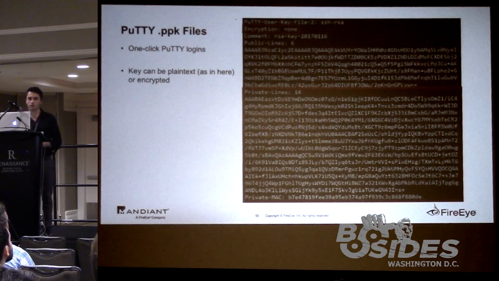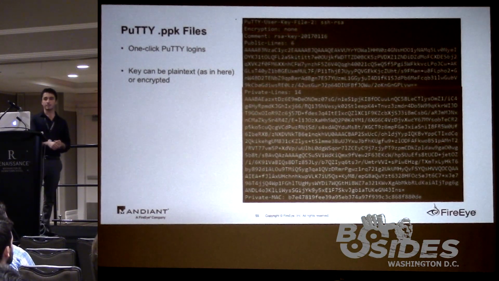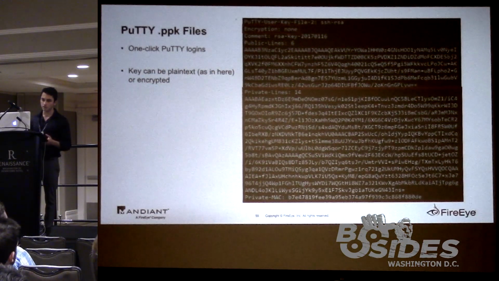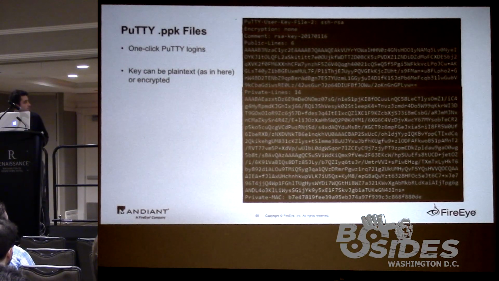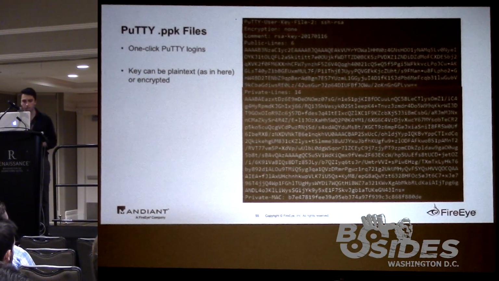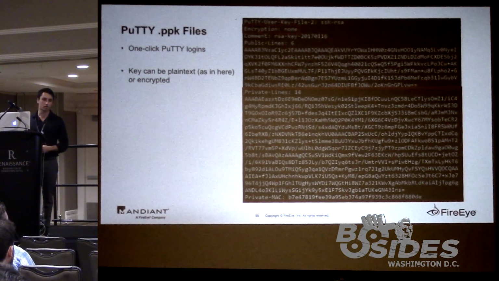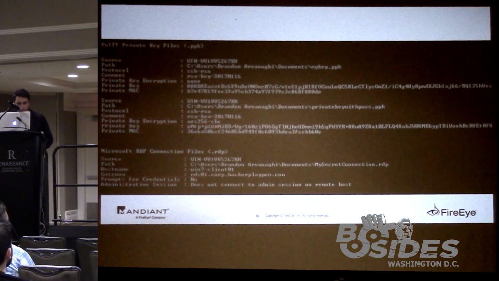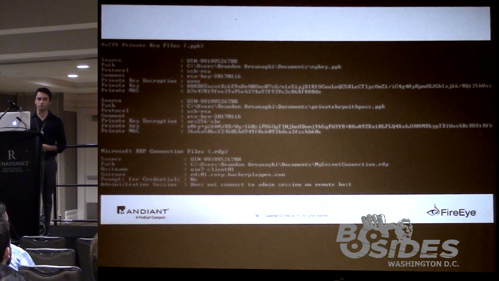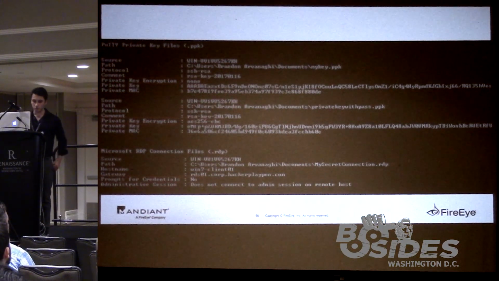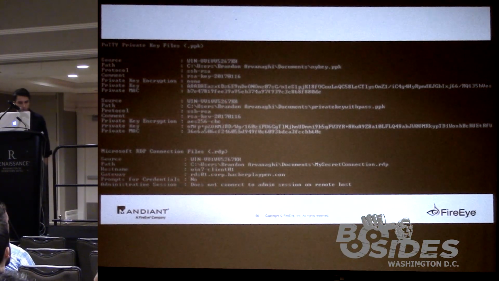PuTTY .ppk files I just talked about earlier, so they contain private key information. These keys can either be encrypted or in plain text, and you can choose that when you generate the key in the first place. So this one here is not encrypted. You see that top bar, it says encryption none, and then the private lines is the actual private key and the MAC associated with it. And this allows for one-click PuTTY logins using a private key, obviously. So when you run in thorough mode, it'll find these files, tell you the kind of encryption used, extract the key and whether it's encrypted, and it'll extract the information from the RDP file as well.